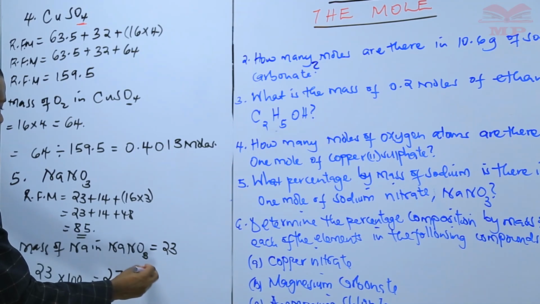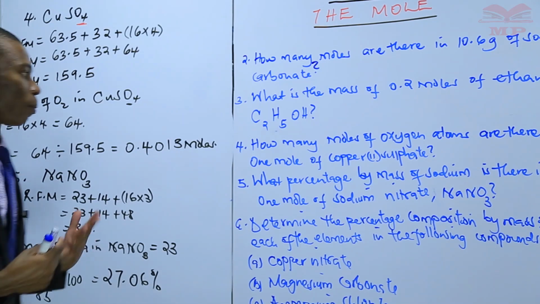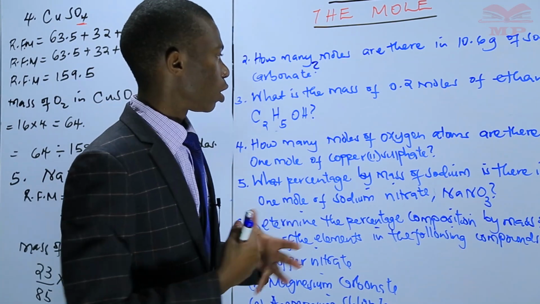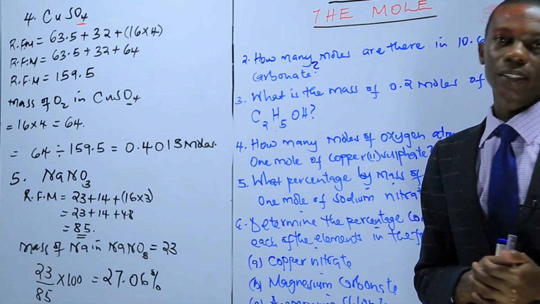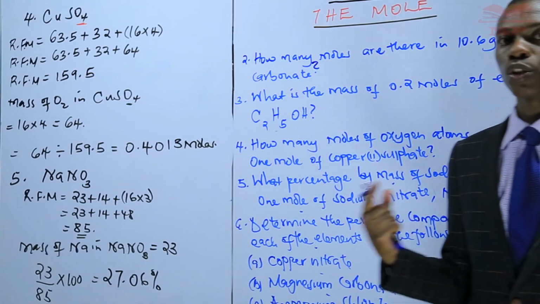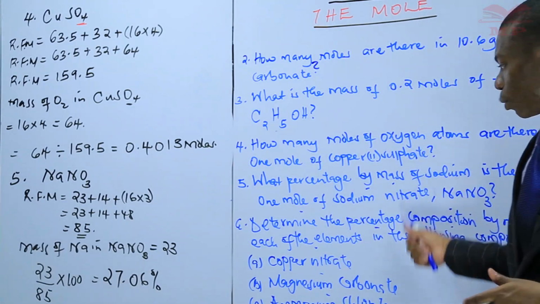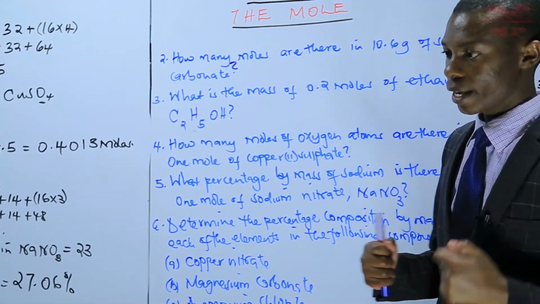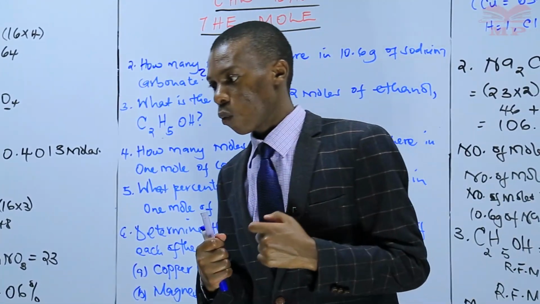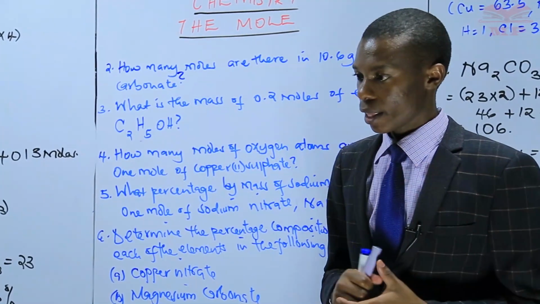27.06%. That is now the percentage by mass of sodium in 1 mole of sodium nitrate. So that's how simple these questions are. Therefore, I want you now to attempt question number 5, get some more examples and try and work them out.